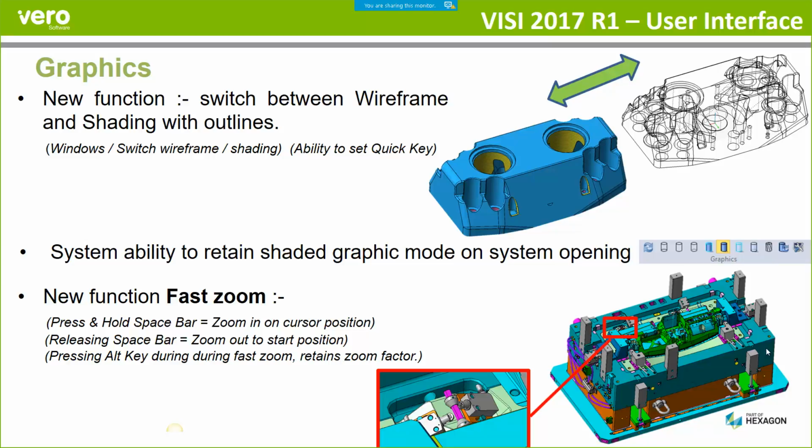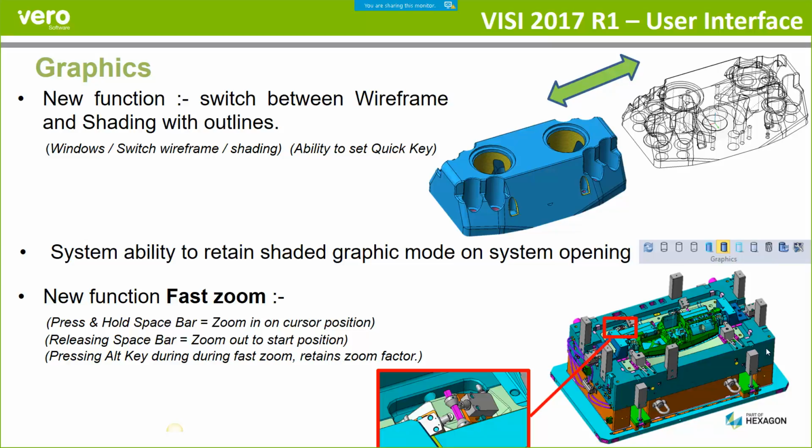Regarding the graphics, there's a new function that's been added into the Windows drop-down menu, which is switch between wireframe and shading. So basically it's a one-button selection. If you press the button, and if you're in shading mode, it'll go into wireframe, and if you press it again, it'll go from wireframe into shading.